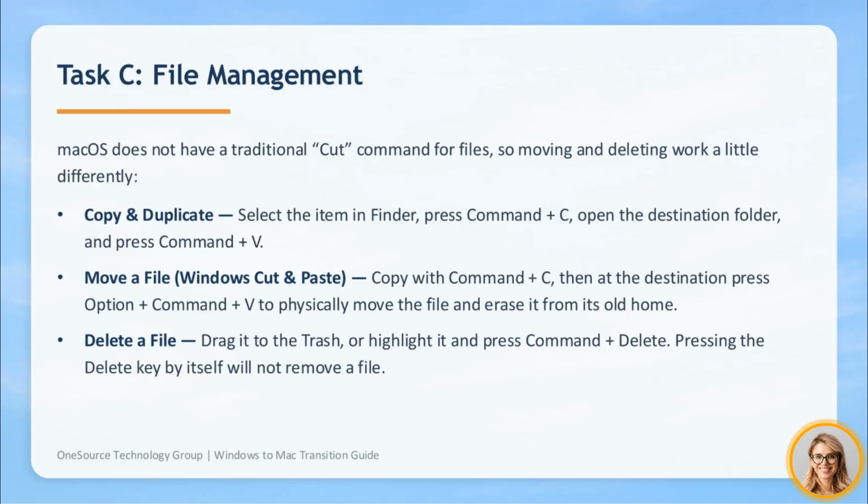File management on macOS works a little differently, especially since it doesn't have a traditional cut command for files. To copy and duplicate an item, select it in Finder, press Command and C, then open your destination folder, and press Command-V. If you want to physically move a file, similar to Windows Cut and Paste, you'll first copy it with Command and C. Then, at the destination, press Option plus Command-V. This action moves the file and erases it from its original location.